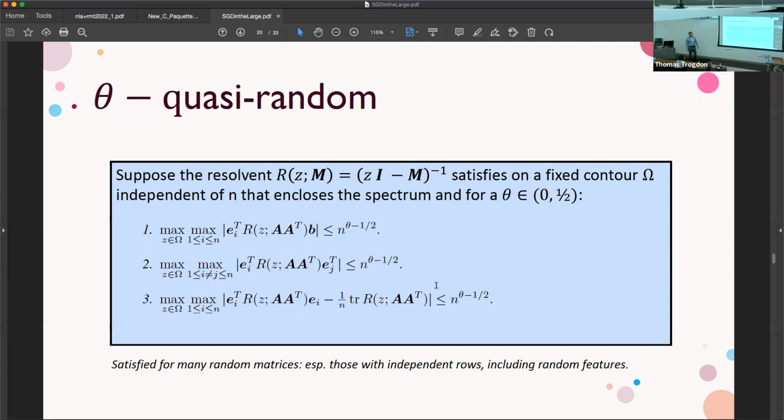sometimes with non-independent rows. And not even every matrix with independent rows, it should be independent rows and some other good properties. But for example, we had the cases that we checked a Gaussian random features model. We checked some other matrices of the form of random matrix times deterministic matrix.